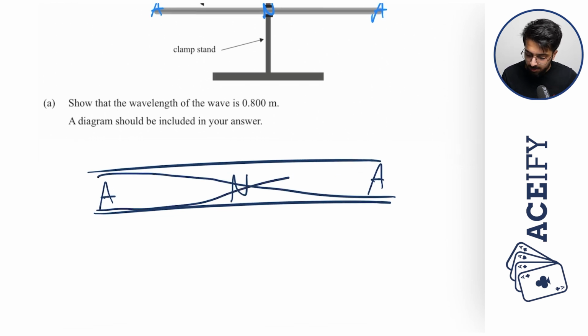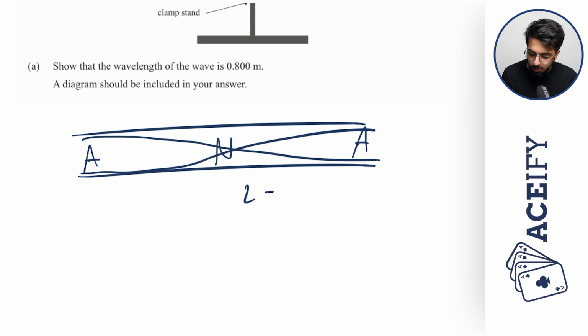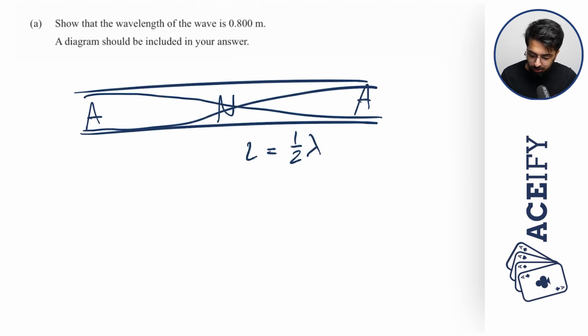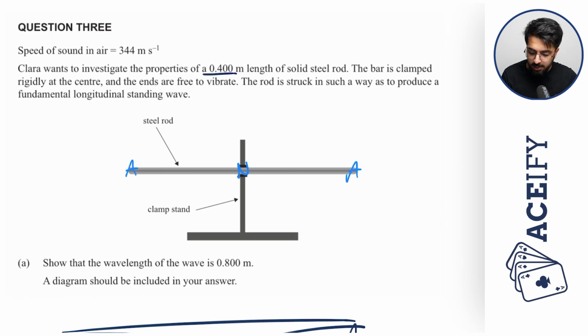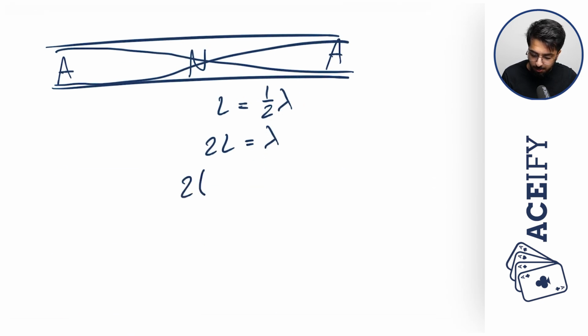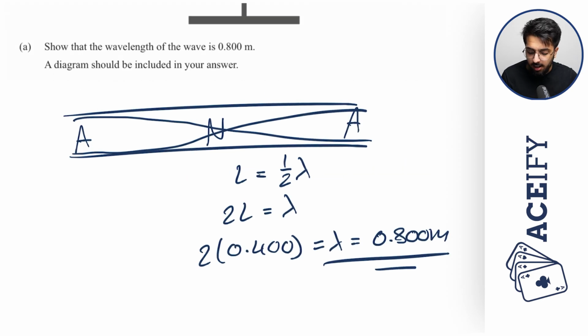Looks like so. And we know the length is equal to 1/2 of the wavelength. And so therefore 2 times the length is equal to our wavelength, where our length is 0.4 meters. And so therefore 2 times 0.4 meters is equal to our wavelength, and indeed we get 0.8 meters as our wavelength, as it asks us to find.